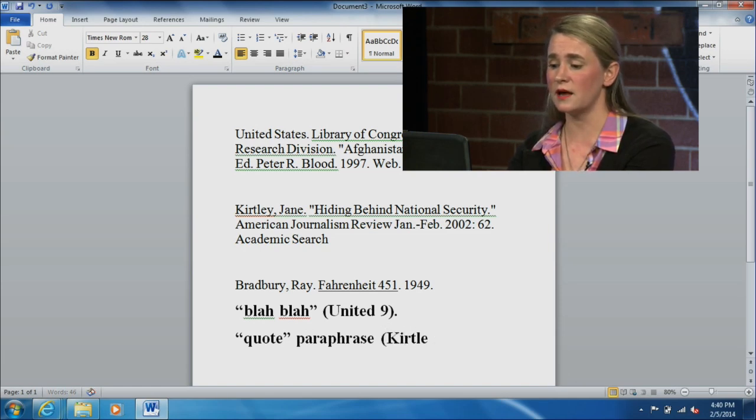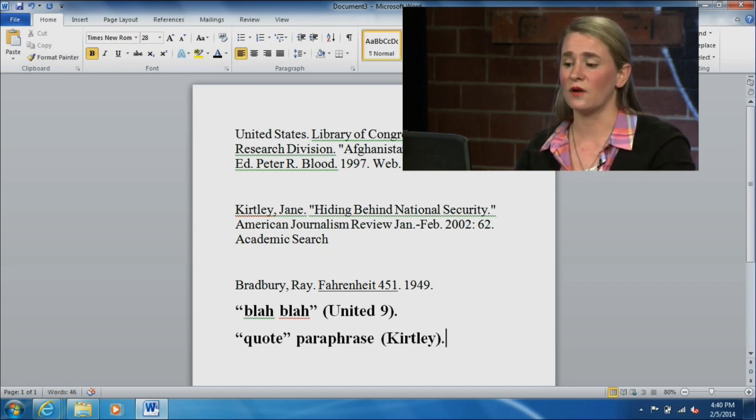She's the first word of the entry, so that is what goes in the parentheses. That's how you would do the parenthetical citation for that.